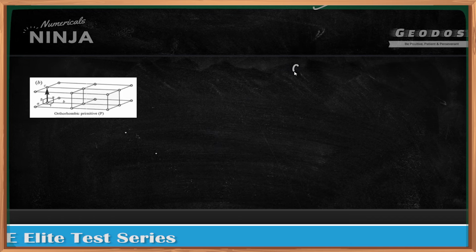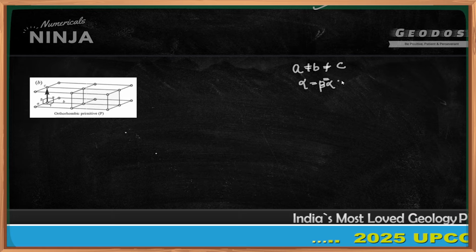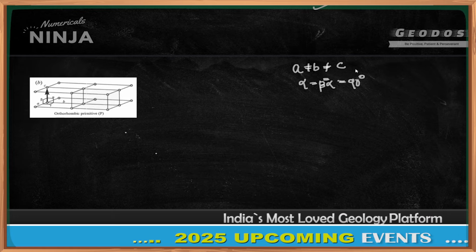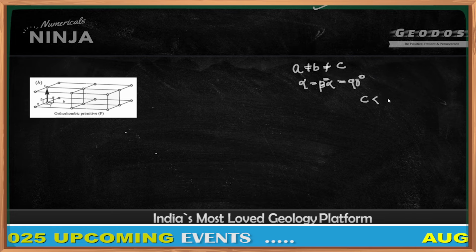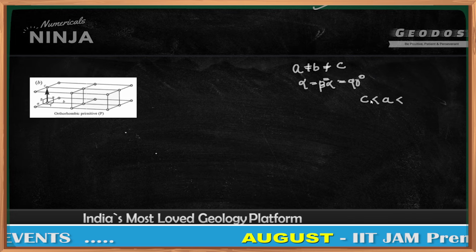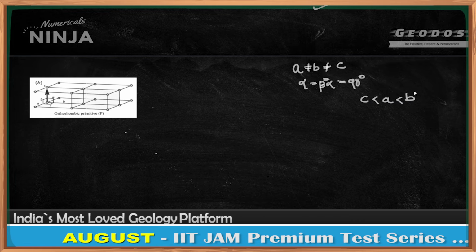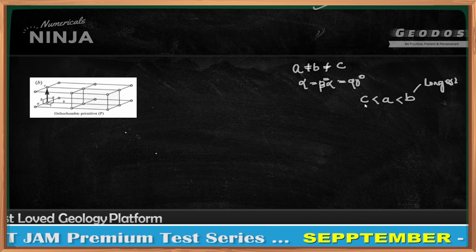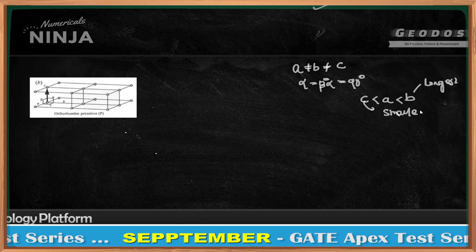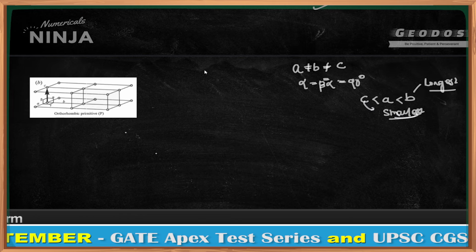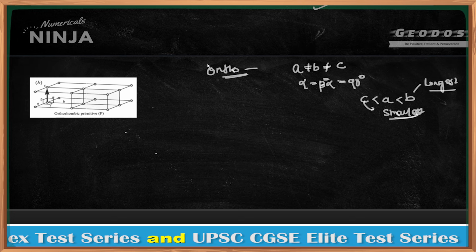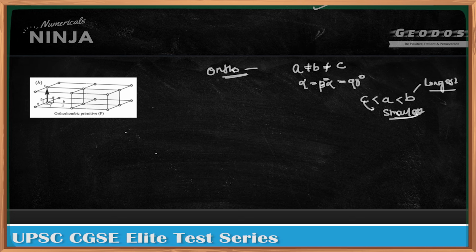So the original relationship of the orthorhombic is a is not equal to b is not equal to c, but the angles between the axes, alpha, beta and gamma, are all equal to 90 degrees. In this case c is less than a and a is less than b. That means b is the longest one and c is the smallest one. This is the common relationship between the axes in case of the orthorhombic. So you just remember these things. In case of the primitive, these things happen. You can see alpha, beta and gamma are 90 degrees.